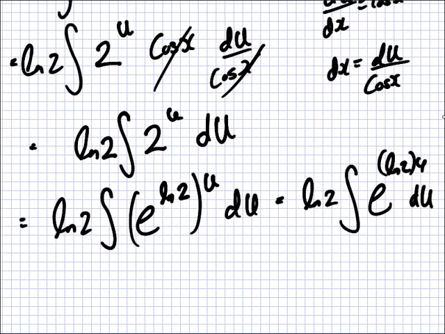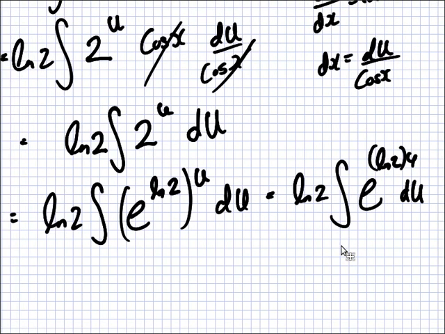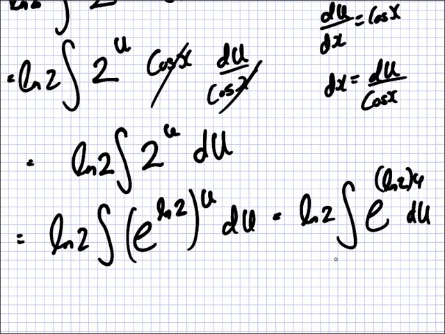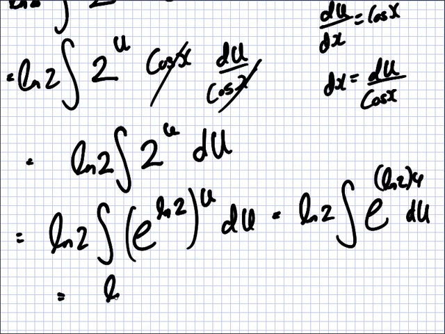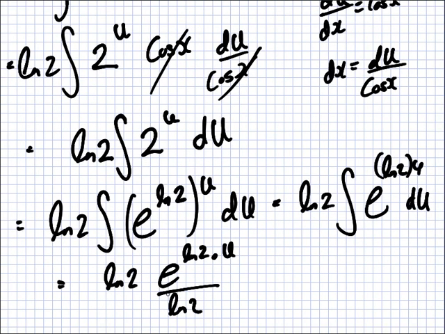So, if I go back here now, this becomes log 2, e power log 2 times u over log 2. You can see why I put the log 2 in front, because they cancel. Yep.